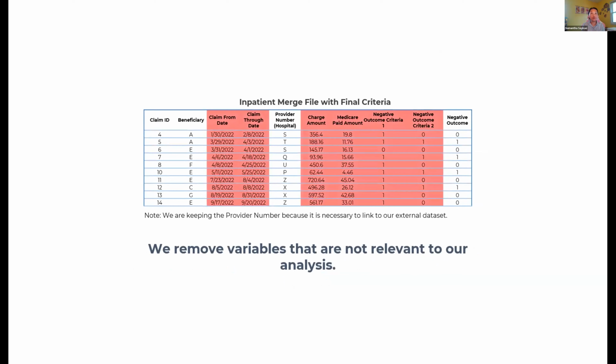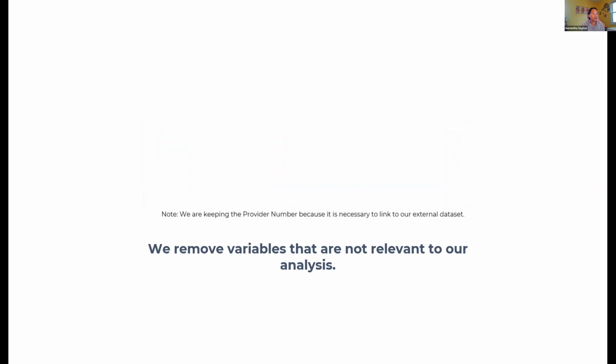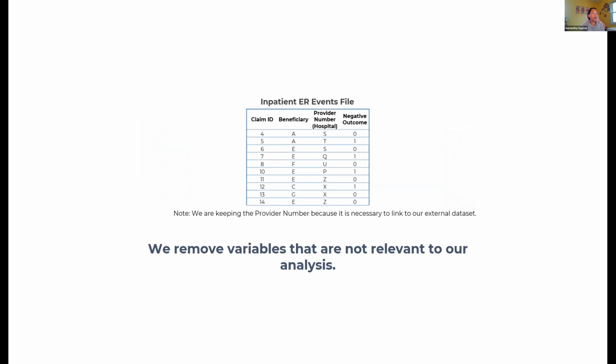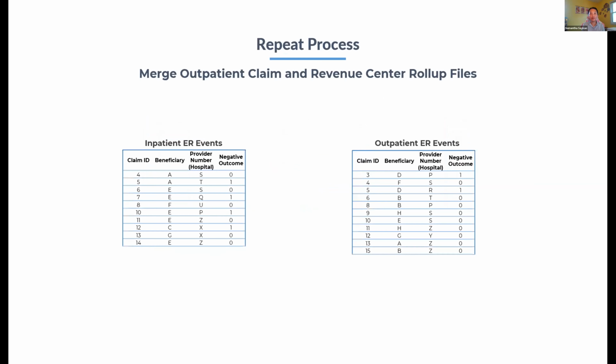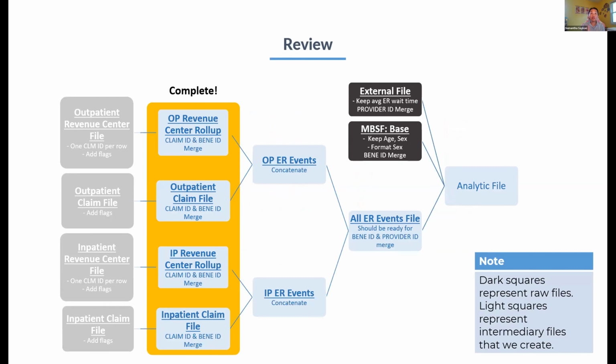And then, like before, we just remove variables that aren't relevant to our analysis. And then this is our ER events file. Oh, and remember, we are keeping the provider number because that's what we need to link to our external data set. Then we repeat the process again for outpatient, and that's how we get the table on our right. So now we've finished the second row, and we've created the OP ER events file and the IP ER events file.